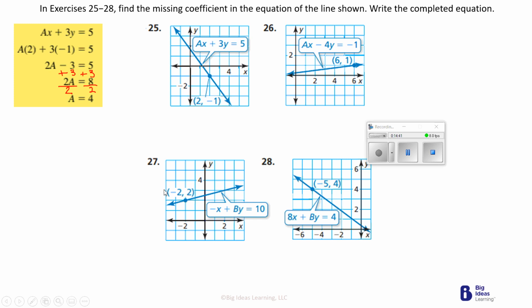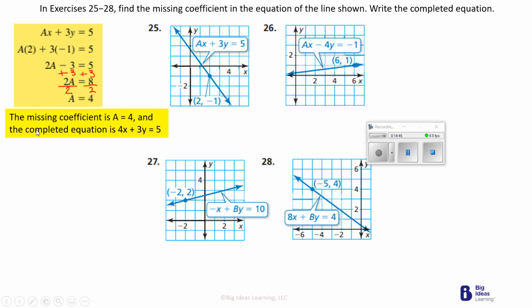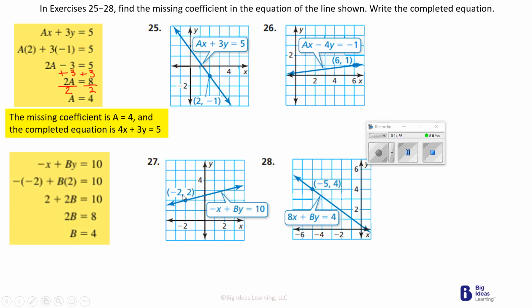All right, same thing for number 27. We write the formula out. Oh, I'm sorry, the missing coefficient is 4, and the completed equation is 4x plus 3y equals 5. All right, we're doing the same thing for 27 here. We got the formula. We're replacing x with negative 2. We're replacing y with 2, right?